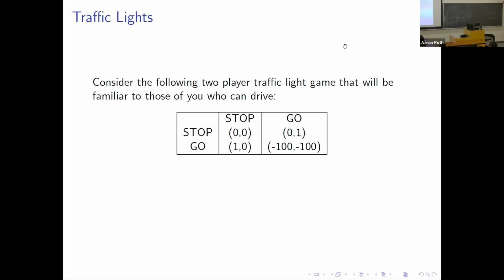Or you could stop and I could go, in which case I get to where I'm going. I get payoff 1, you get payoff 0. Vice versa, I could stop and you could go. I get payoff 0, you get payoff 1. And of course, we could both go, but then we would die horrible, fiery deaths. Let's write that as payoff minus 100. If you know how to drive, you've encountered this game before.